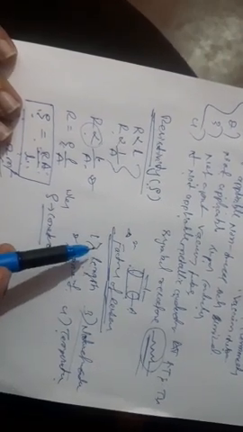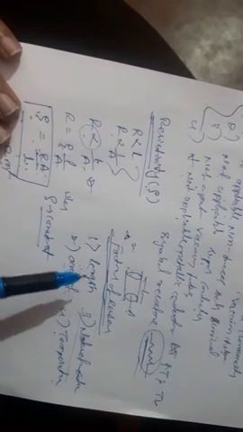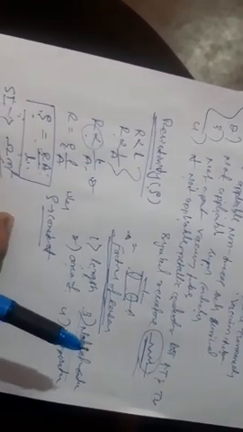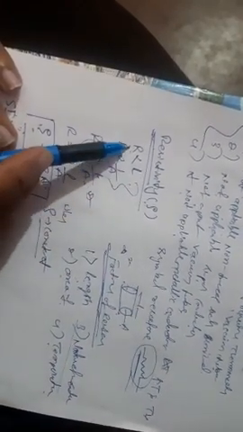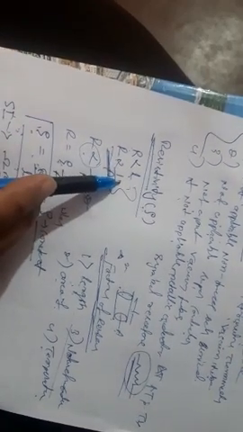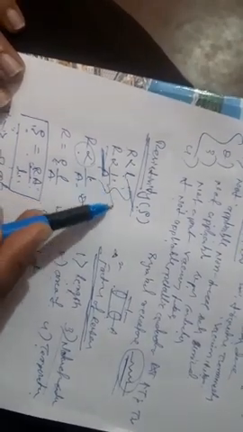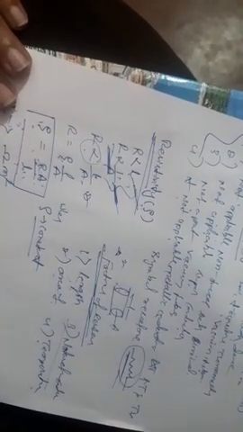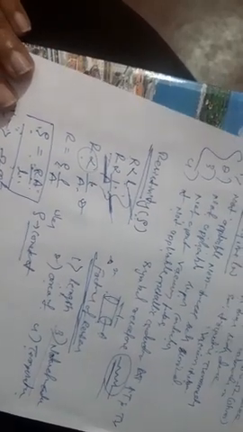And one more question: how does the resistance of a conductor vary with its length and area of cross section? The resistance of a conductor is directly proportional to the length of the conductor, and it is inversely proportional to the area of cross section of the conductor. That means as the length increases, the area decreases. These are the variations with length and area.